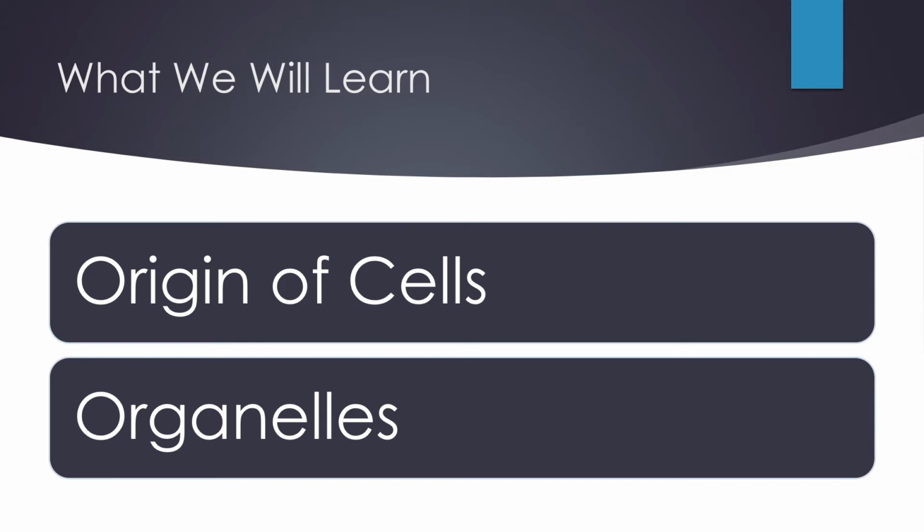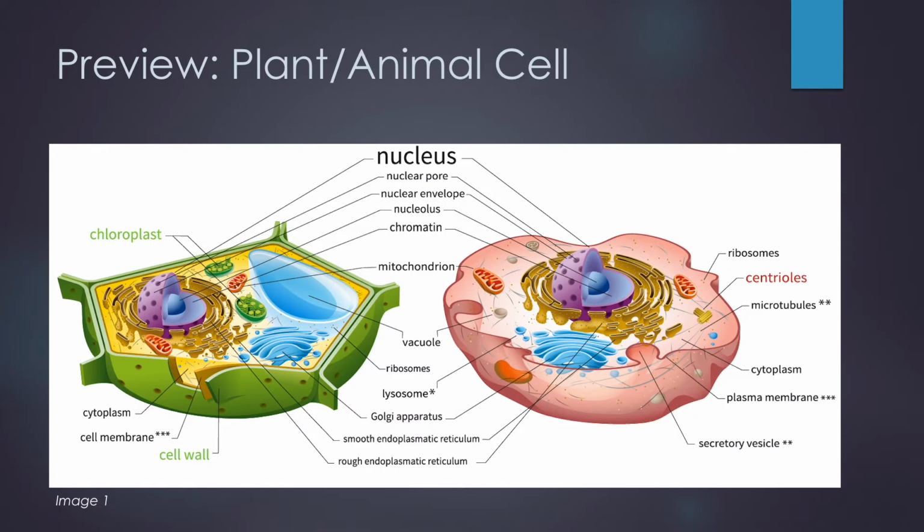In this video, we'll be going over the origin of cells and organelles, as well as the different types and functions of organelles in eukaryotic cells. Just as a preview, here are fully labeled plant and animal cells with all the organelles we'll cover in this video, plus some extra ones. This diagram will be referenced at the end of the video to go along with some labeling practice.